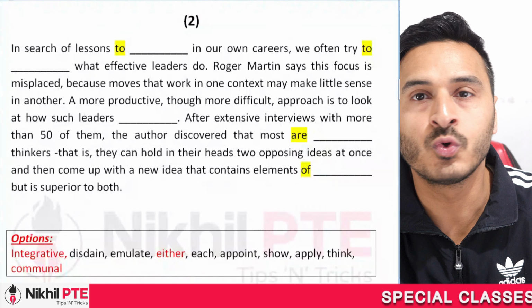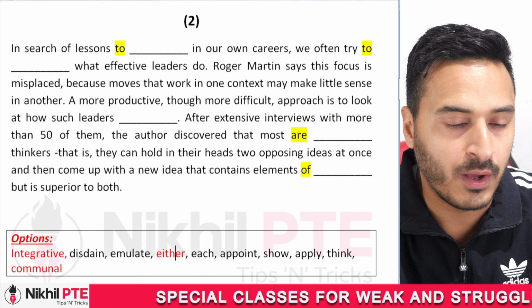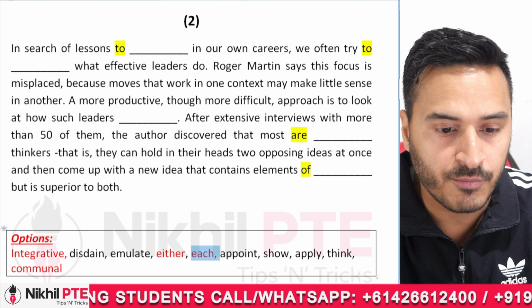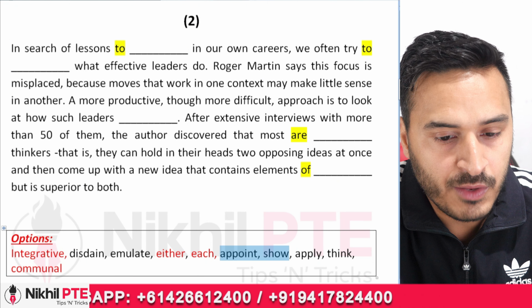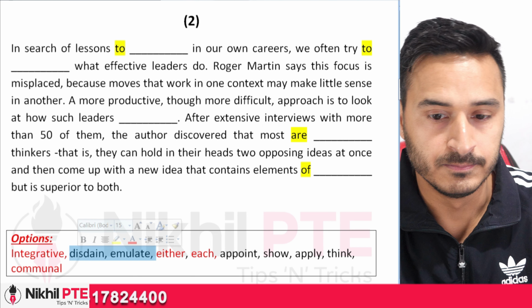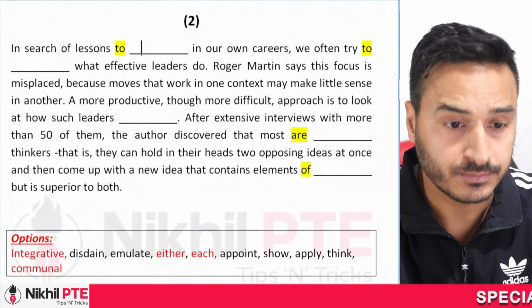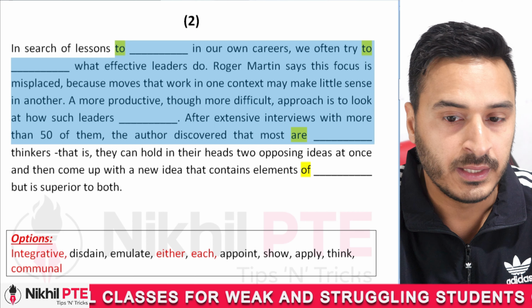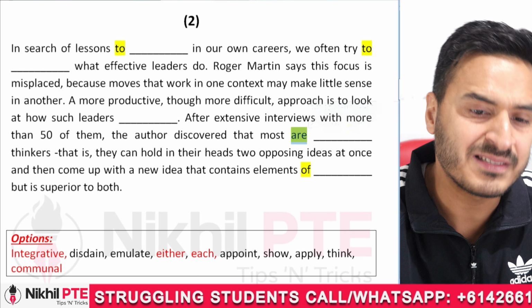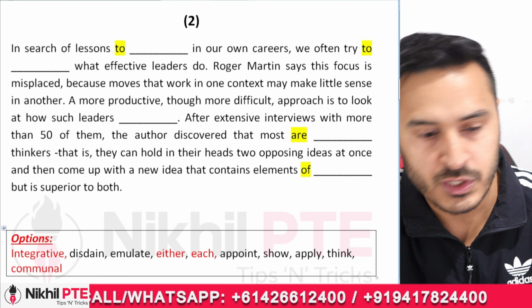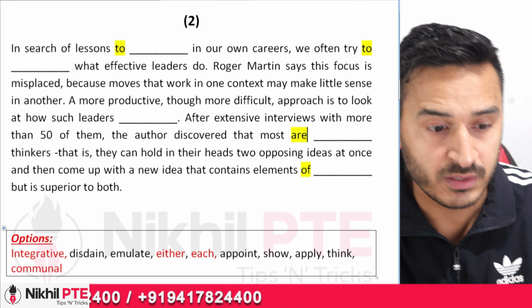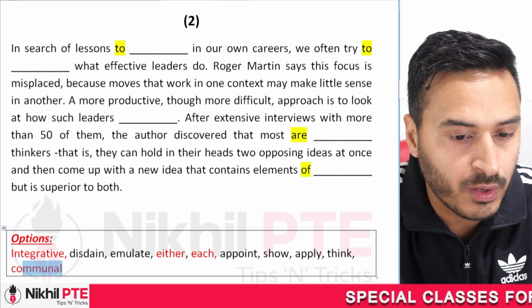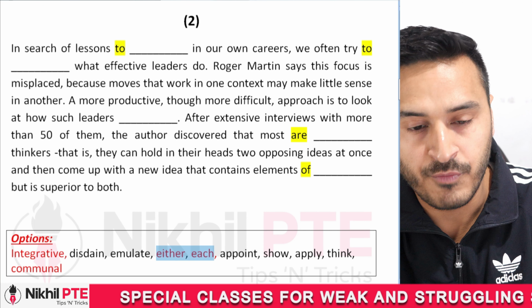So in search of lessons to, after to what will come? The first form of verb, but we have lots of first forms. Each is also not a first form of verb. Sorry, I forgot before. So we are left with only six options that will fit in these three. Okay, in these three, after are, first form of verb plus ing will come, or third form, but there is no first form of verb plus ing or third form. We need to understand the situation here. So definitely the answer will be between interrogative, communal, either or each. Which one fits here? No problem.